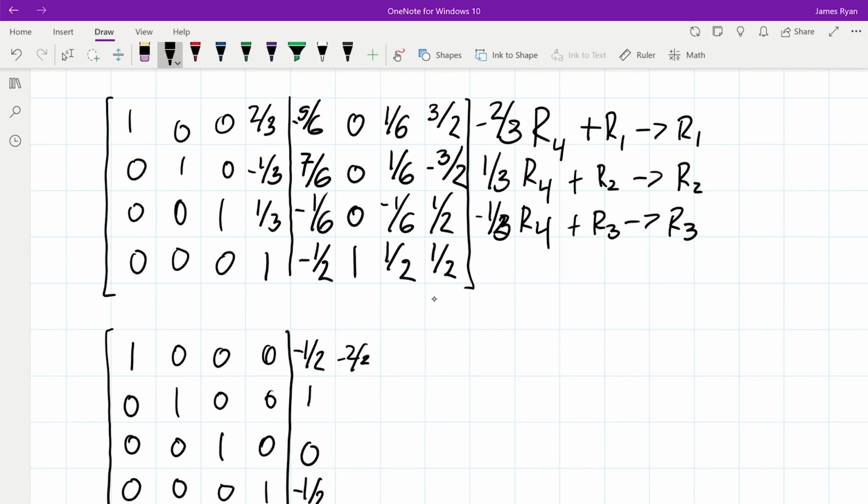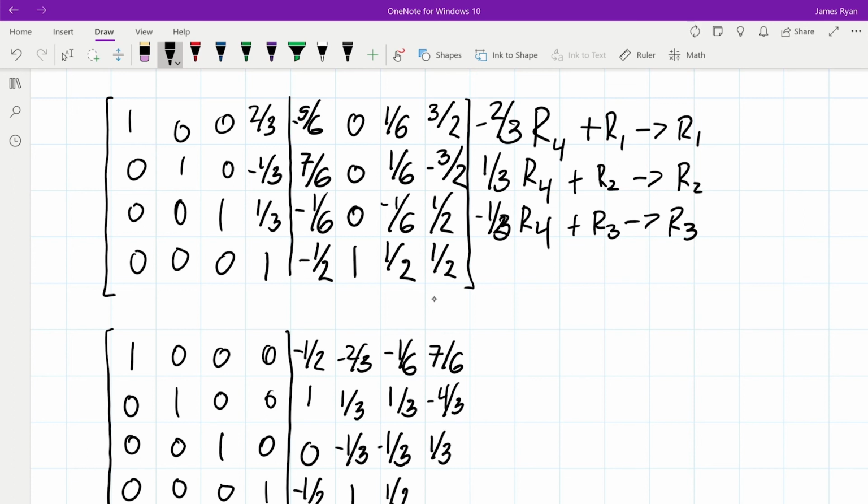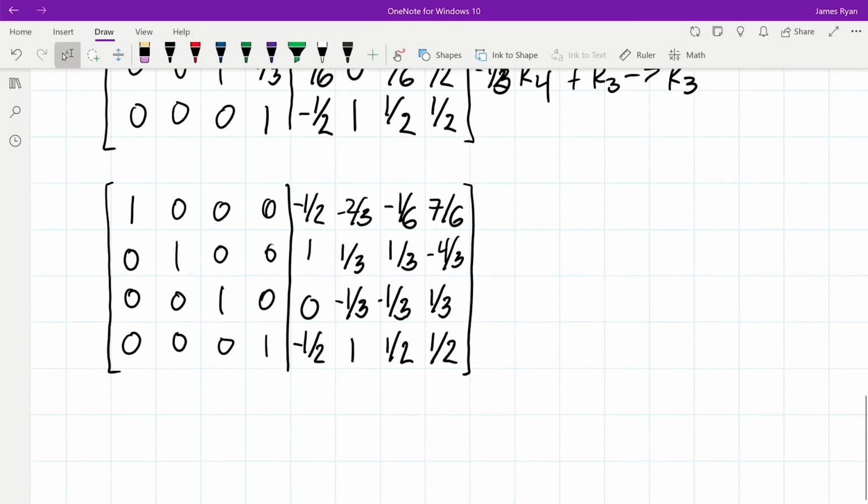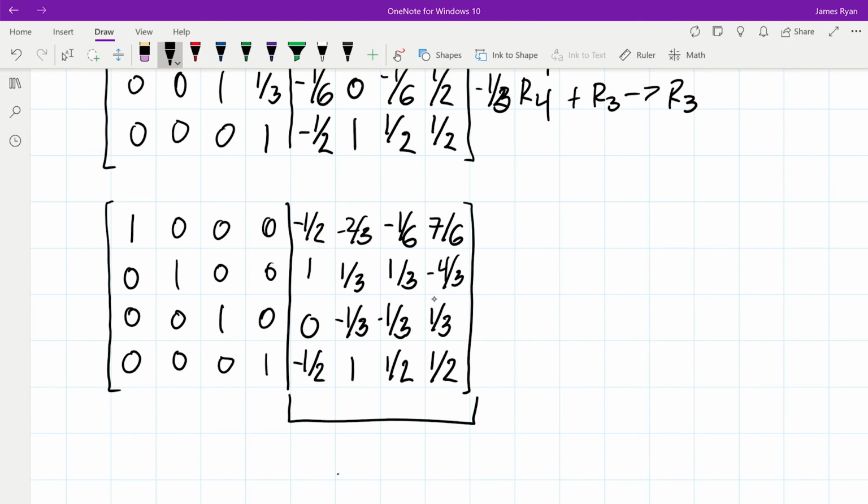negative 2/3, 1/3, negative 1/3, 1, negative 1/6, 1/3, sorry, -1/3, 1/2, 7/6, -4/3, 1/3, 1/2. And this right side is A inverse.